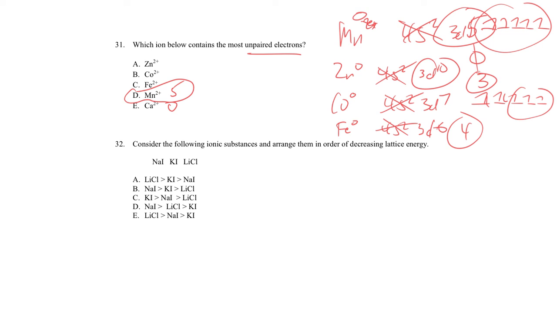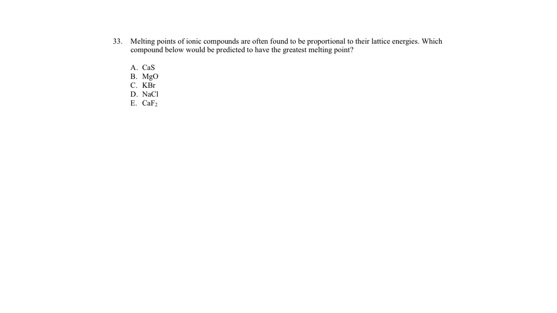Lattice energies become greater with smaller ions. So lithium chloride is going to have the higher lattice energy, followed by sodium, followed by potassium. So we want the smallest, followed by the medium. So it looks like this one here. So the smaller the ions, the closer they are together, the harder and more energy it takes to separate them.